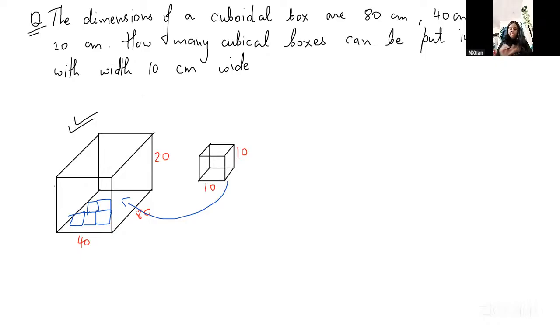So now, first we will find out how much space there is inside the cuboid, the volume of our cuboid. And then we will find out the volume of our Rubik's cube, that is our small cube. Then we will divide the volume of the cuboid by the volume of the small cube to find how many small cubes will fit inside the cuboidal box. So first let's find out the volume of the cuboid.